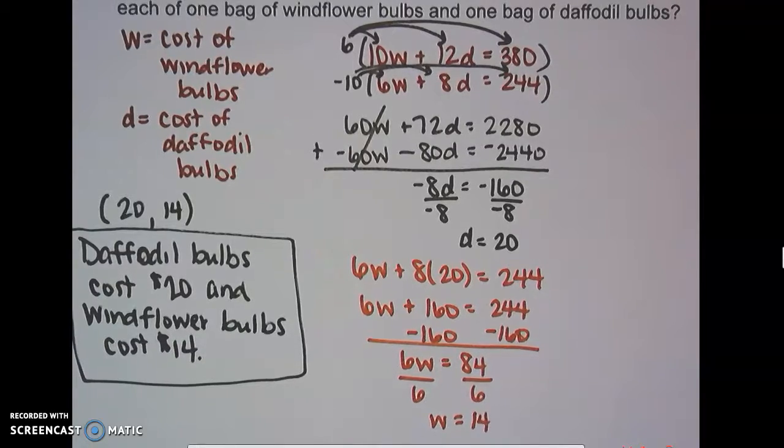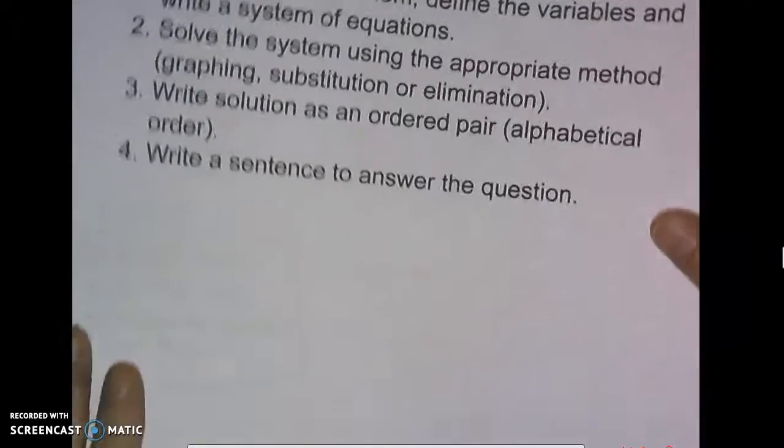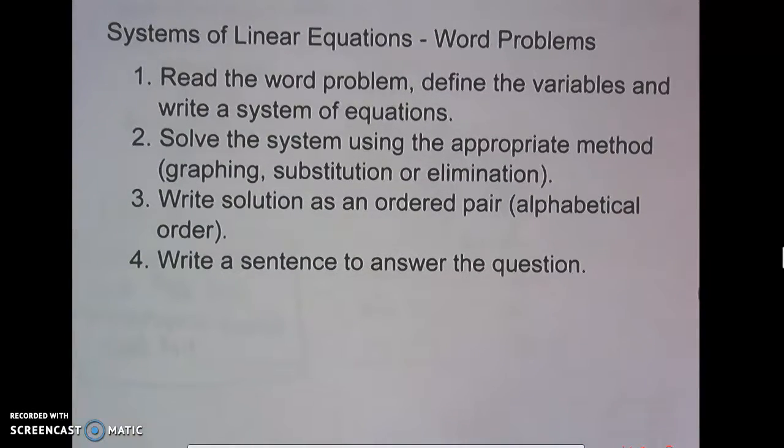So to recap, you need to make sure that when you're doing these questions, you're reading the word problem, defining the variables, writing a system. You're going to solve that using one of our 3 methods, write the solution as an ordered pair in alphabetical order, and then write a sentence to answer the question that they've asked you.